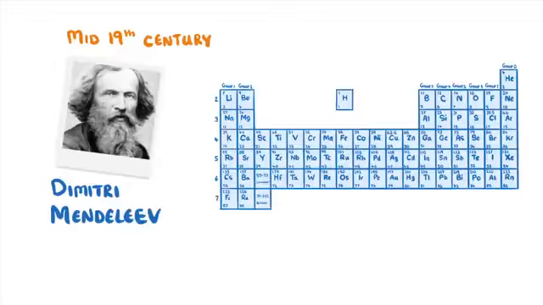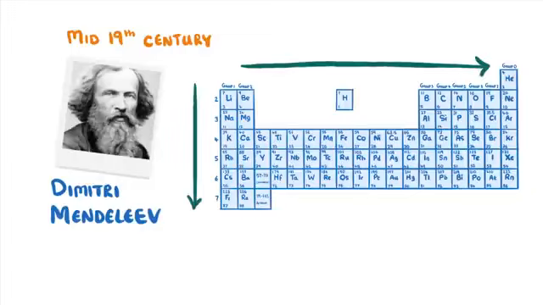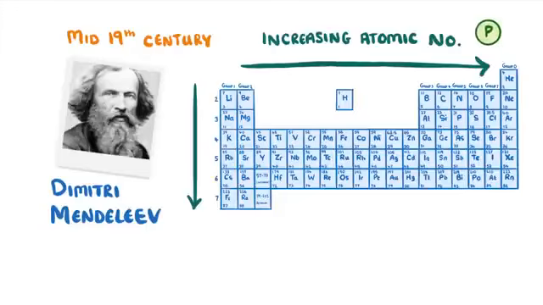in this table. Just like a book, it's read from left to right and from top to bottom, with the elements arranged in order of increasing atomic number, which represents the number of protons in the atoms of that element.